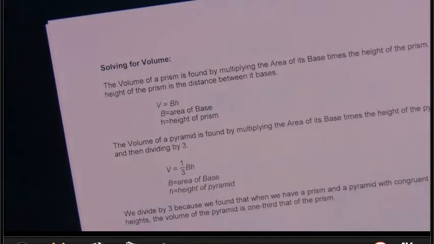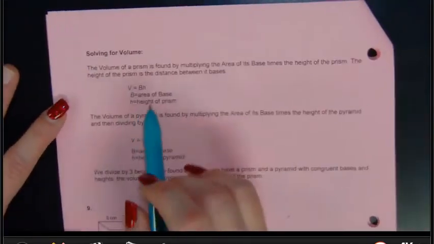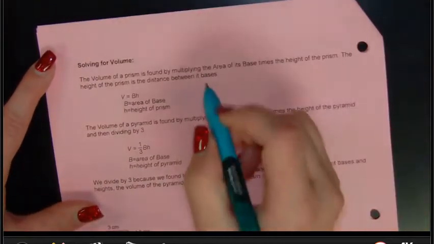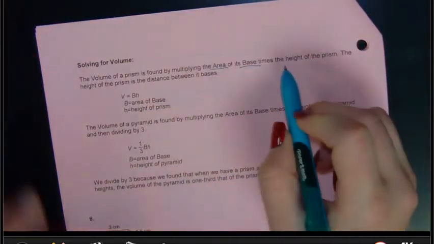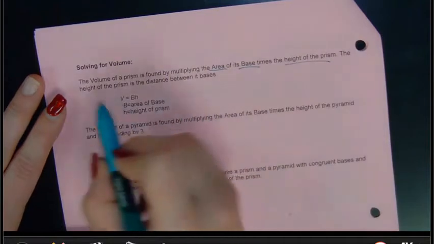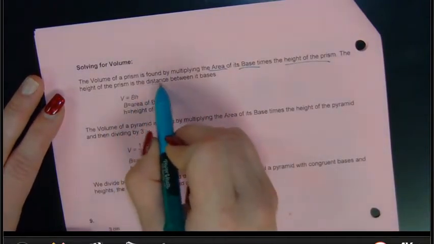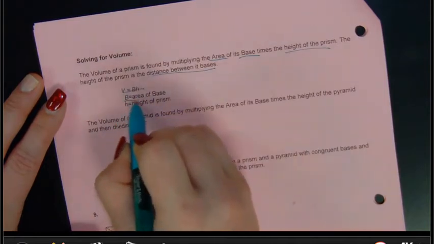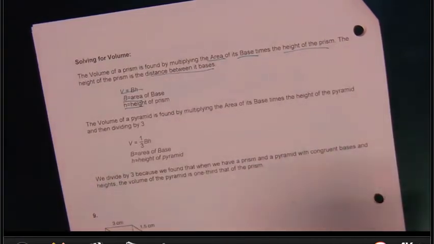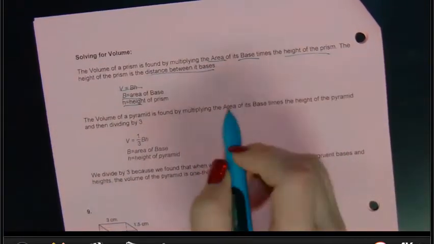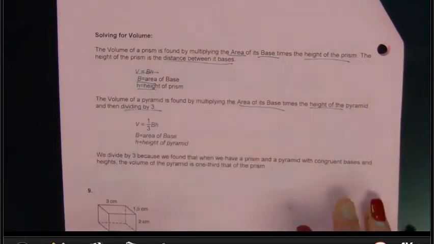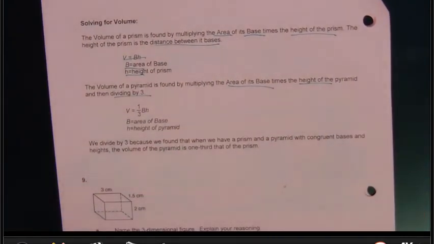And our last little section that we have here in our review is solving for volume. All right, so the volume of a prism is found by multiplying the area of its base. So find the area of my base and then multiply it by the height of my prism. The height of the prism is the distance between its bases. So capital B is area of the base and H is the height of my prism. Volume of a pyramid is multiplying the area of the base times the height of the pyramid and then dividing it by 3. So 1/3 capital B times H.